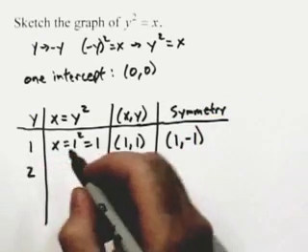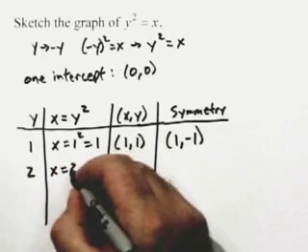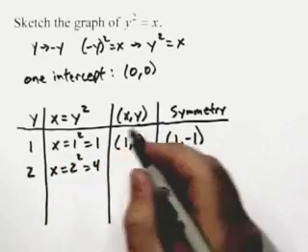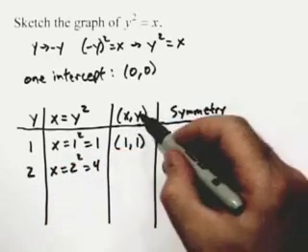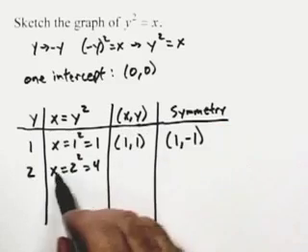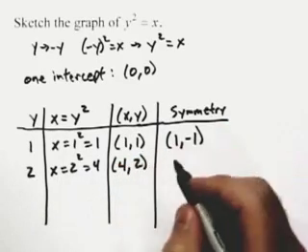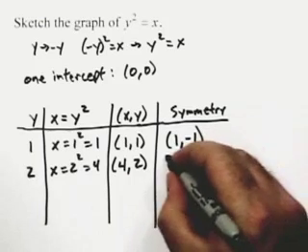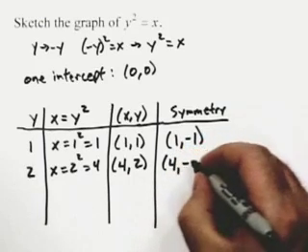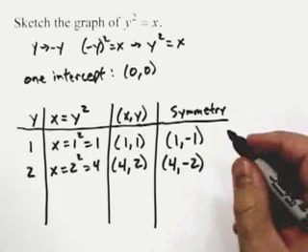If we let y equal 2, x is equal to 2 squared, which is 4. We need to be careful when we write our ordered pair. It's x comma y. Since x is 4, we need to write this as 4 comma 2. Using symmetry, we get an additional point, 4 comma negative 2.